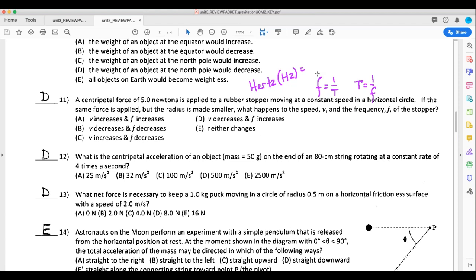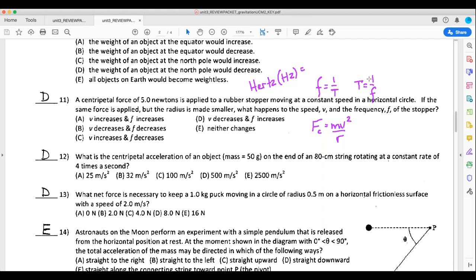This question says a centripetal force of 5 newtons is acting on this object, happens to be a rubber stopper, moving at a constant speed in a horizontal circle. If the same force is applied, but the radius is made smaller. Let's go ahead and write this out. So we have centripetal force is equal to mv squared over r.